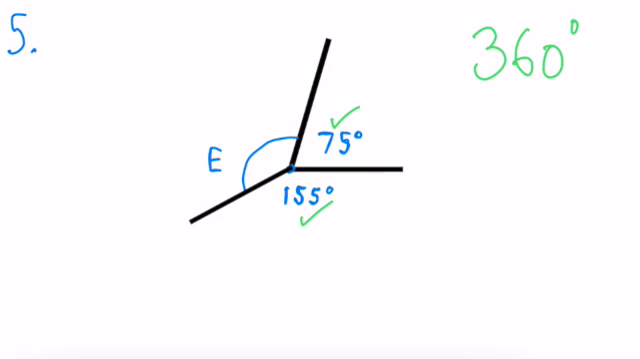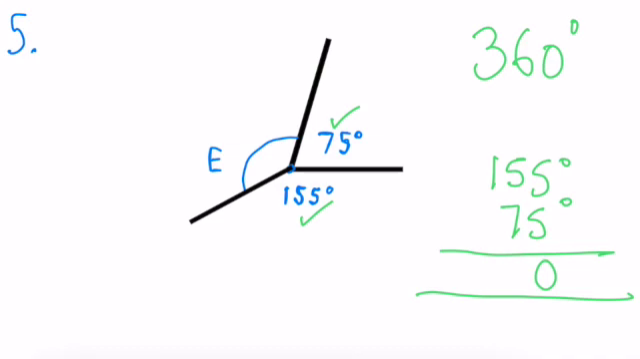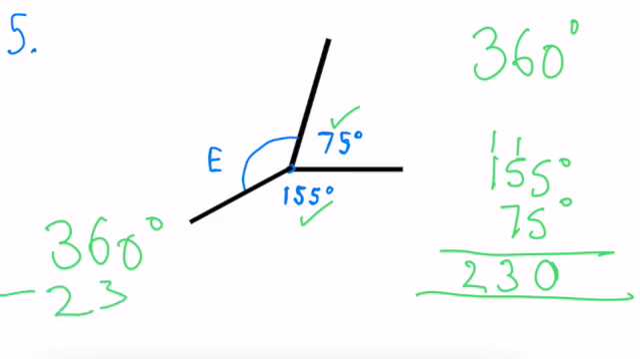Okay, 155 degrees add 75 degrees. So 5 add 5 is 10. 7 add 5 is 12, plus 1 is 13. Carry that 1. So 230. Right. So what we need to do now, let me just double check that answer. 5 add 5, that's 10. Carry the 1. 12, 13, yeah. So we need to do 360, because that's all the way around. Subtract 230. And that will tell us what E is.